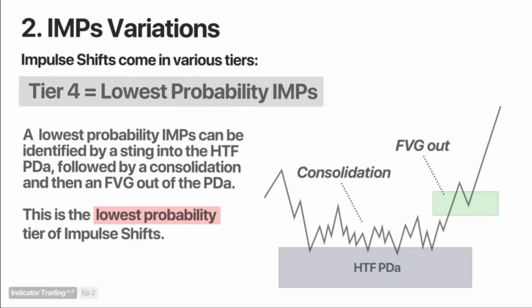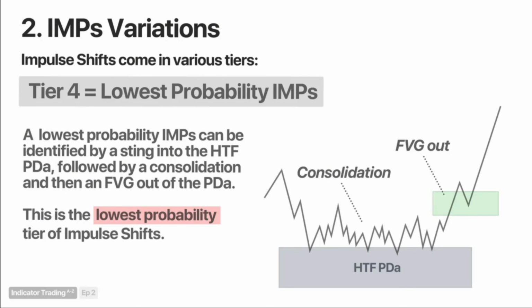And lastly, tier 4 right here, the lowest probability of impulse shifts. So a lowest probability impulse shift can be identified by a sting into the higher time frame PD array, followed by a consolidation and then a fair value gap out of the PD array. This is the lowest probability tier of impulse shift because we are not seeing any sort of intention to want to displace higher. We aren't seeing any sort of V-shaped reversal.